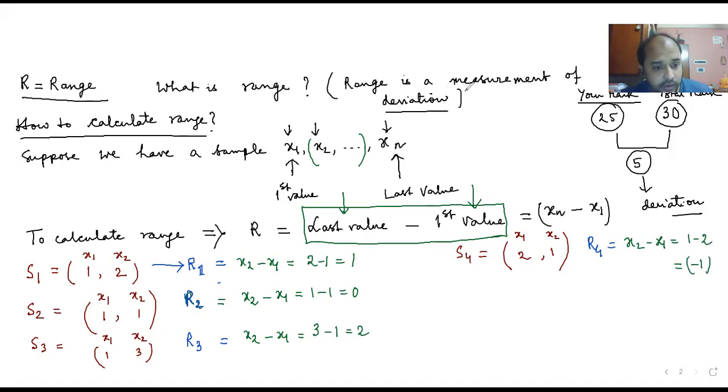Which one is 0? Which one are you talking about? I have written 0 over here. This is 2 minus 1, that is 1. That is 1 minus 1, that is 0. That is 3 minus 1, 2. And that is 1 minus 2, that is minus 1. Last value minus first value. R, 0. Okay, so why is it 0? What is the formula of R?